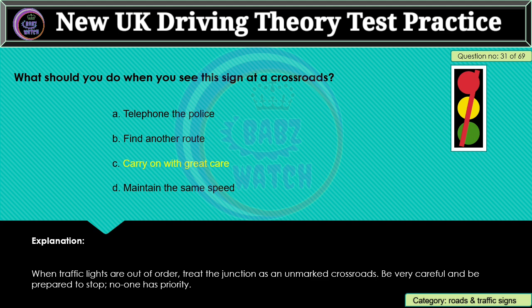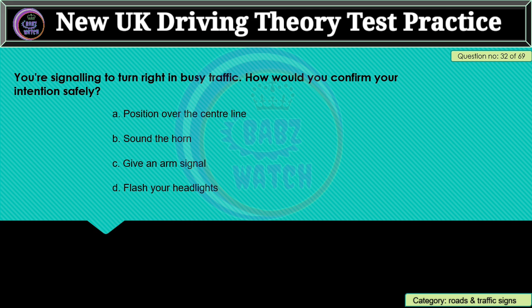Explanation. When traffic lights are out of order, treat the junction as an unmarked crossroads. Be very careful and be prepared to stop. No one has priority.